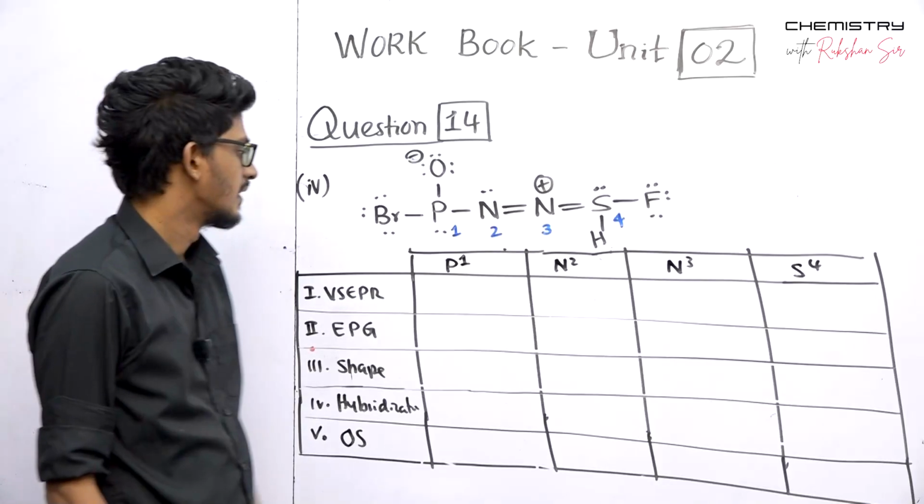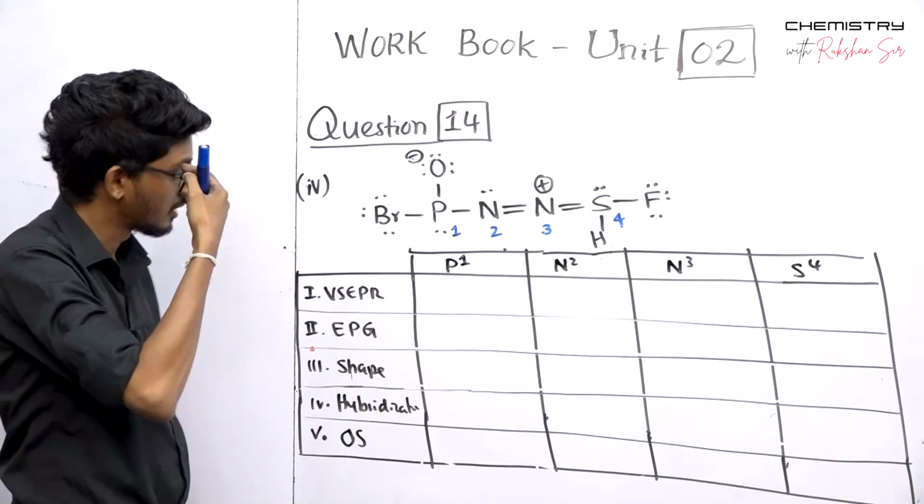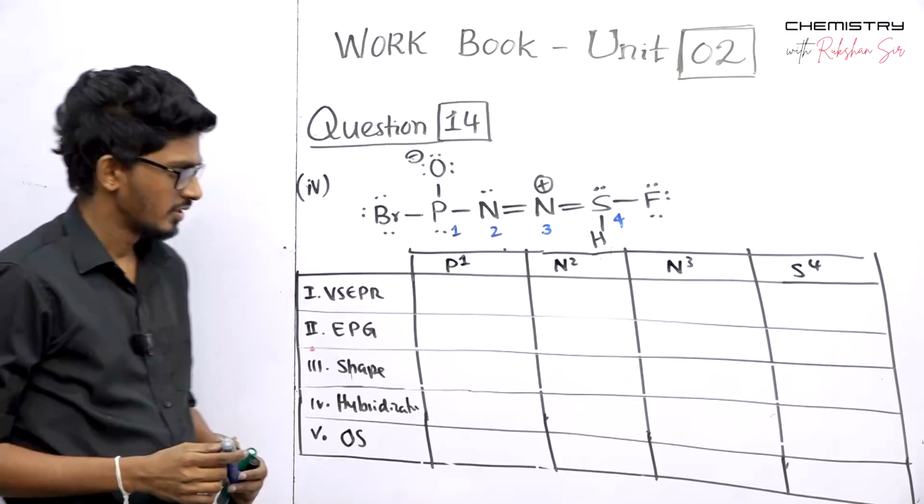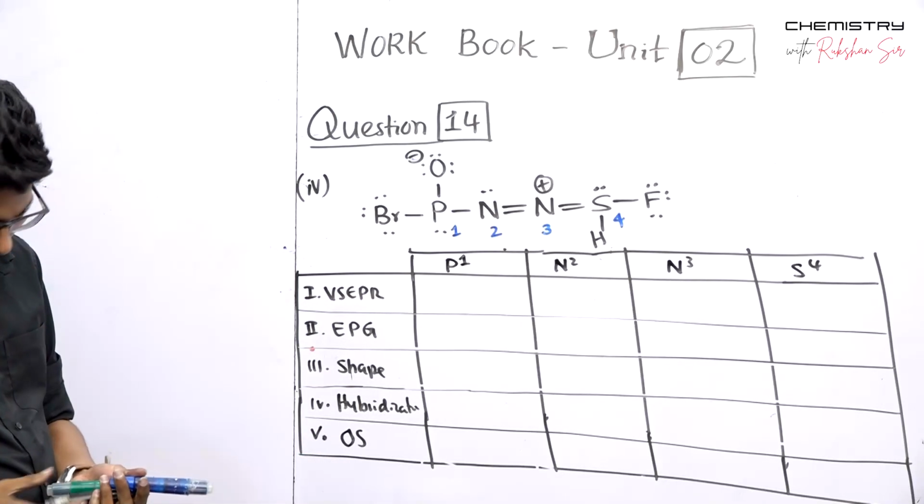VSEPR pairs is the summation of sigma bonds and lone pairs. Summation of sigma bonds and lone pairs, right? So let's copy that.